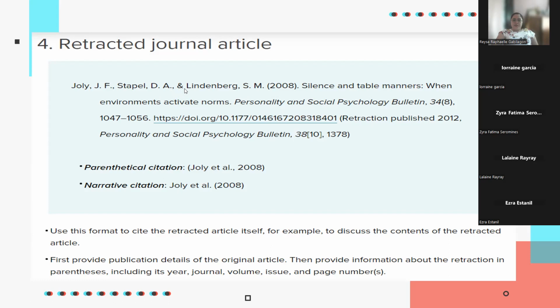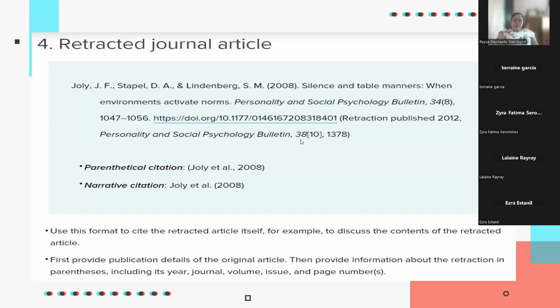You still have here the name or the names of the author, the year of publication, the title of the article, naka-italics yung name of the journal. You still have the informations like the volume, the issue, and the page number, and you still have the DOI here. It's just that merong retraction na nangyari, merong correction, for example. So ilagay niyo lang in open and close parenthesis, retraction published kailan. So that's the year of the retraction. The name of the journal kung saan sinulat or pinublish ulit yung retraction.